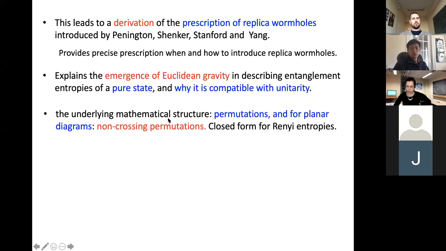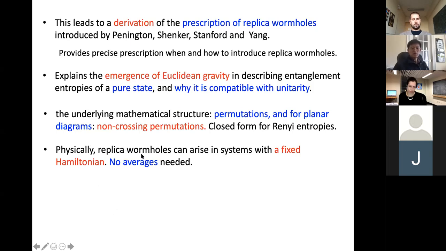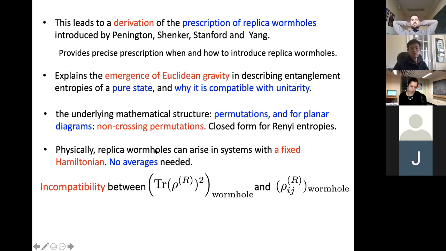The underlying mathematical structure is just the permutation. I will not have time to explain why those planar configurations corresponding to the non-crossing permutations dominate. Physically, this also shows that the replica wormhole can arise in systems with a fixed Hamiltonian. This approximation is derived for a system with a fixed Hamiltonian. In the Stanford group paper, they described some reason why this replica wormhole could correspond to an ensemble average, because there's some tension between using this wormhole approximation to calculate, say, the second linear entropy, and using it to calculate the matrix element. Somehow one does not lead to the other. It looks like some factorization properties are violated.